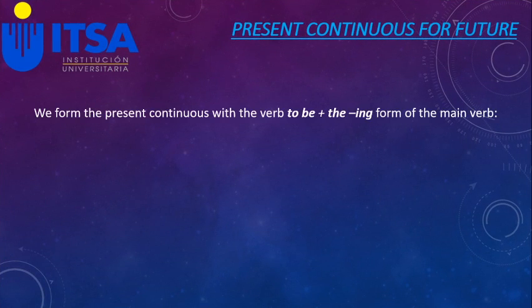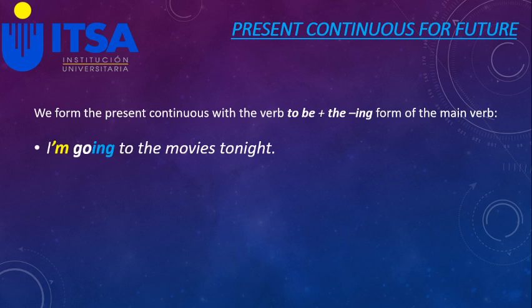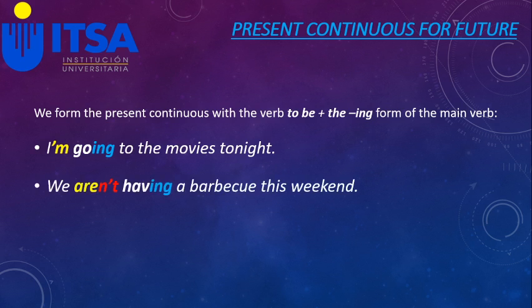Remember, we form the present continuous with the verb to be, am, is, are, plus the ing form of the main verb. For example, coming, working, exercising. Let's look at some examples. I'm going to the movies tonight. Remember, with the present continuous, when it has a future meaning, it needs some time expressions that indicate that the action is going to happen in the near future, maybe tonight, for example, or we aren't having a barbecue this weekend. This weekend is the time expression.